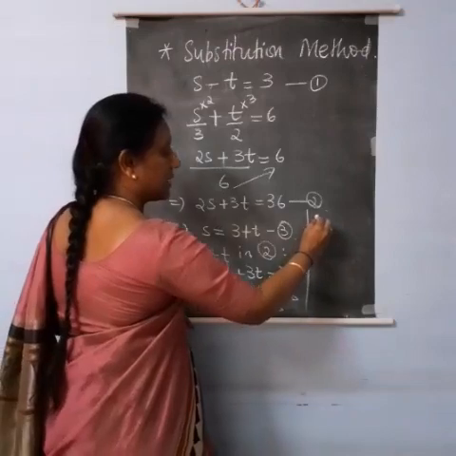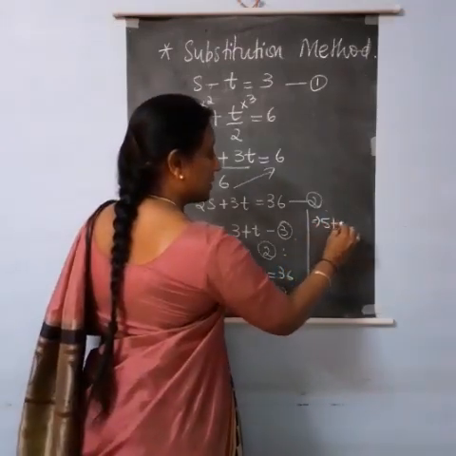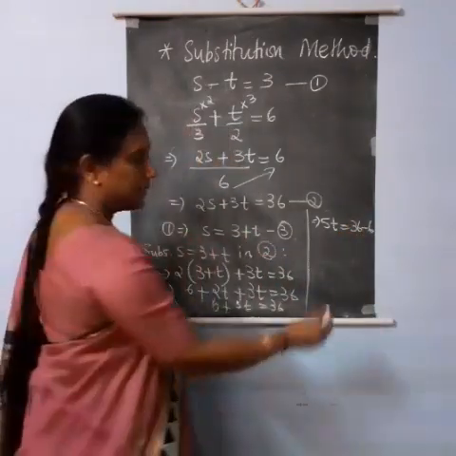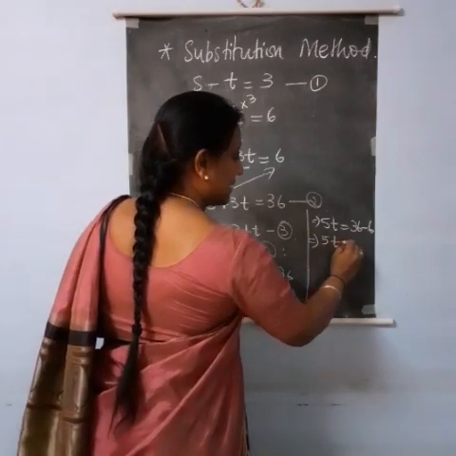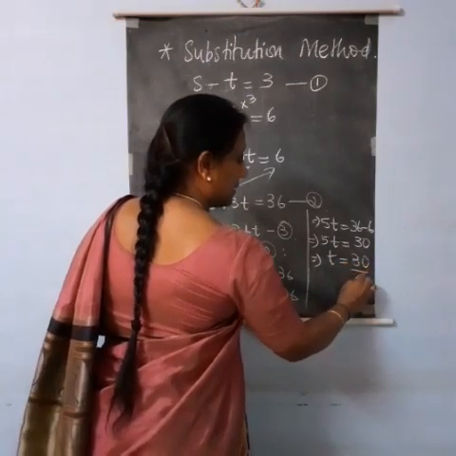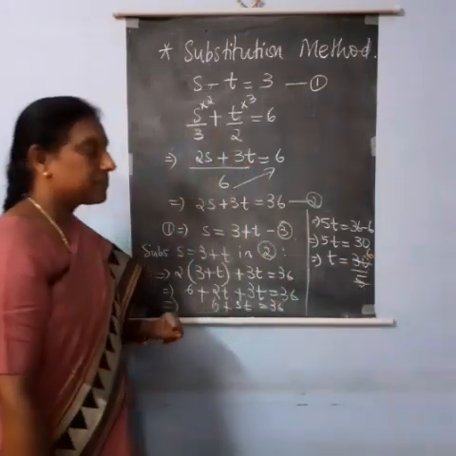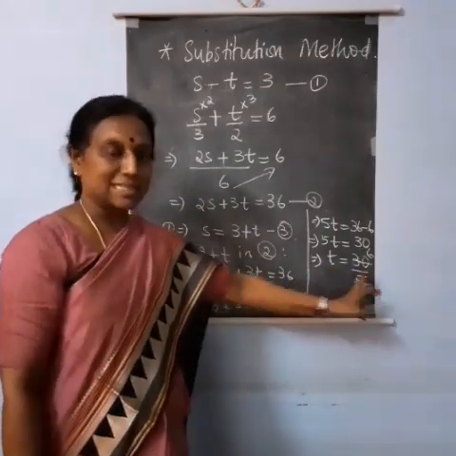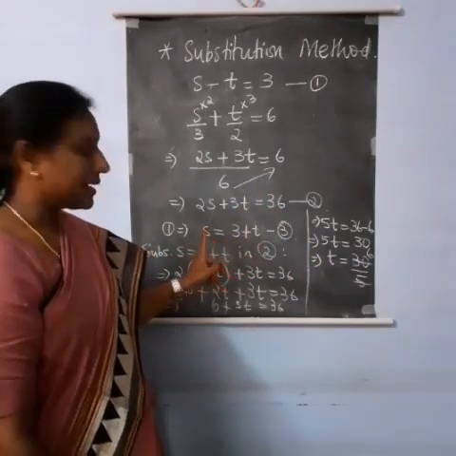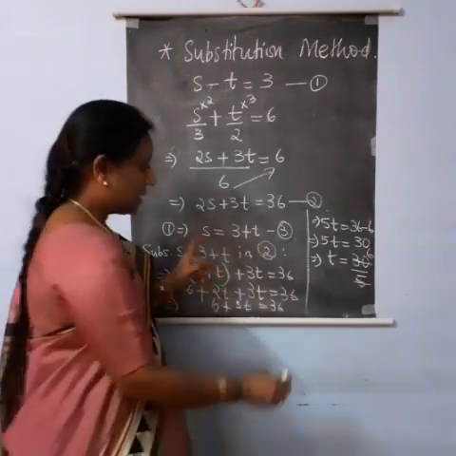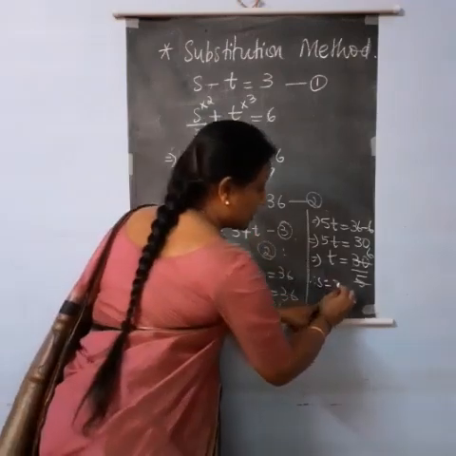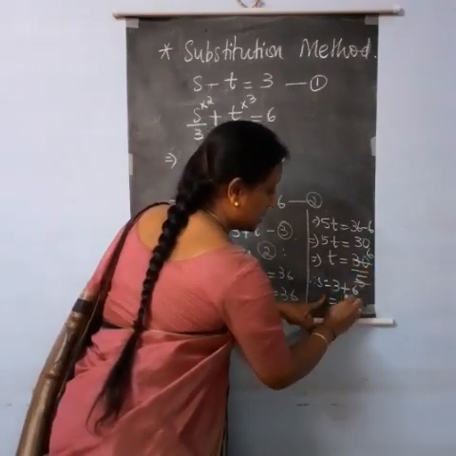So what does that imply? You get 5t is equal to 36 minus 6. Are we okay? So that implies 5t is equal to 30. That implies t is equal to 30 by 5, which is 6. So I have got the value of t as 6. Once I have got the value of t, I can substitute in this equation to get the corresponding value of s. So what will s become? Therefore, s is equal to 3 plus t. So 3 plus 6, which is equal to 9.